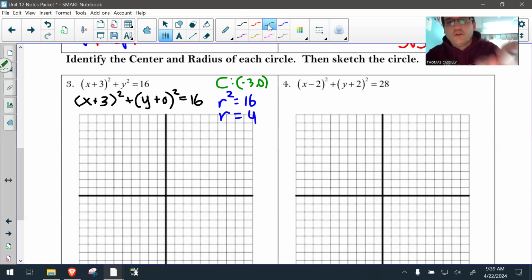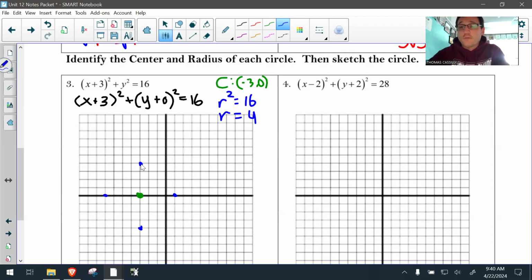All right, be careful on this one. Negative 3, 0. We are going 3 units to the left and 0 units up. And then we want a radius of 4. If you're not good at drawing circles, that's okay. What I would do is just count the units. Count 4 units to the left and 4 units to the right, 4 units down and 4 units up. Those are all 4 units away, and then just make a circle out of it.